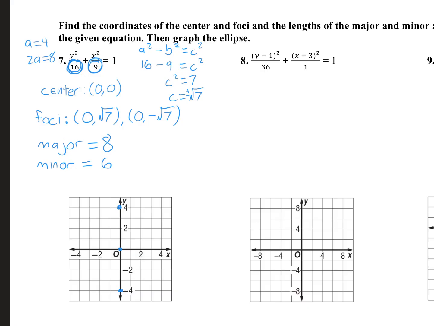Square root of 16 is 4, so we go up 4 and down 4. Underneath x squared is 9. Take the square root. Square root of 9 is 3, so we go left 3 and right 3. And then we try our best to make an ellipse that goes through those 4 outside points.